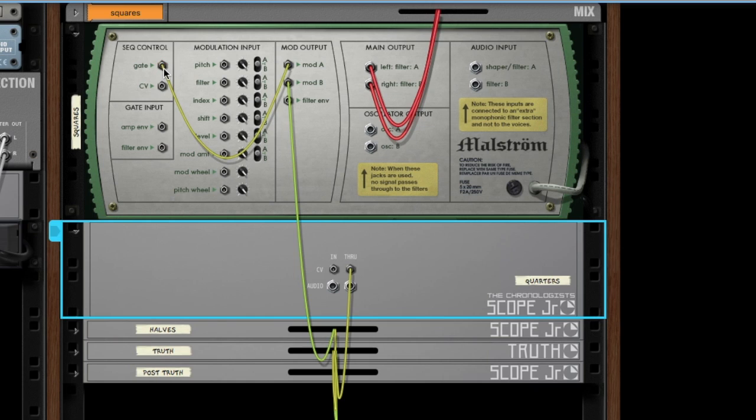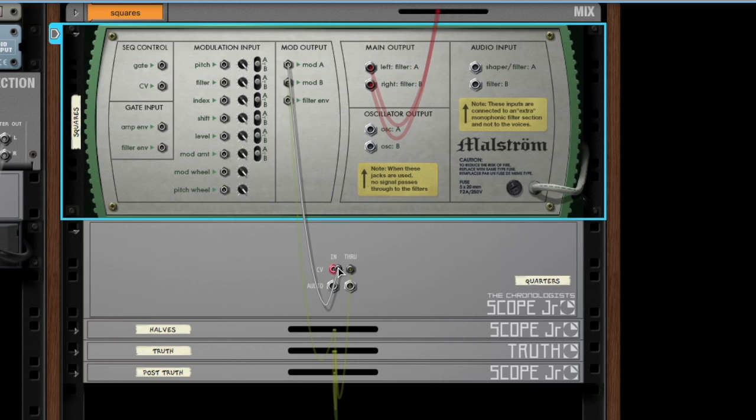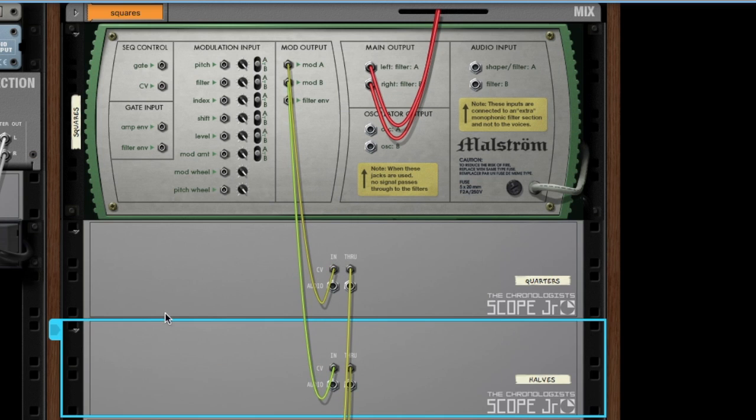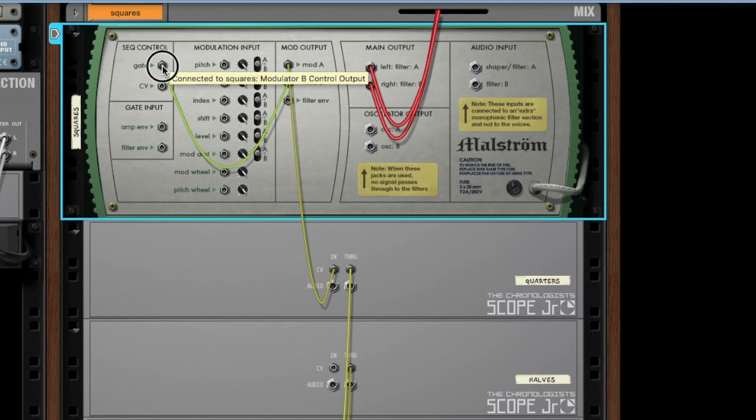What does that sound like? And so this is BPM 120. So now let's take a listen to halves. Alright, so there are halves.